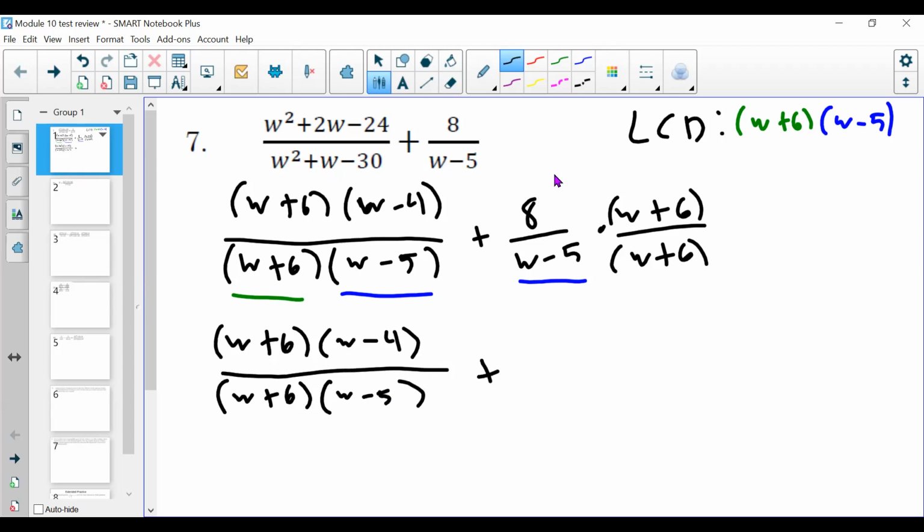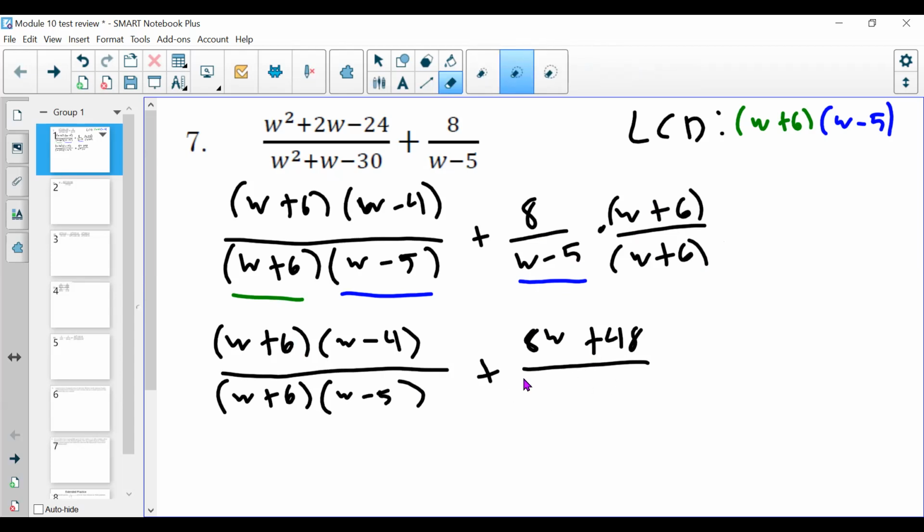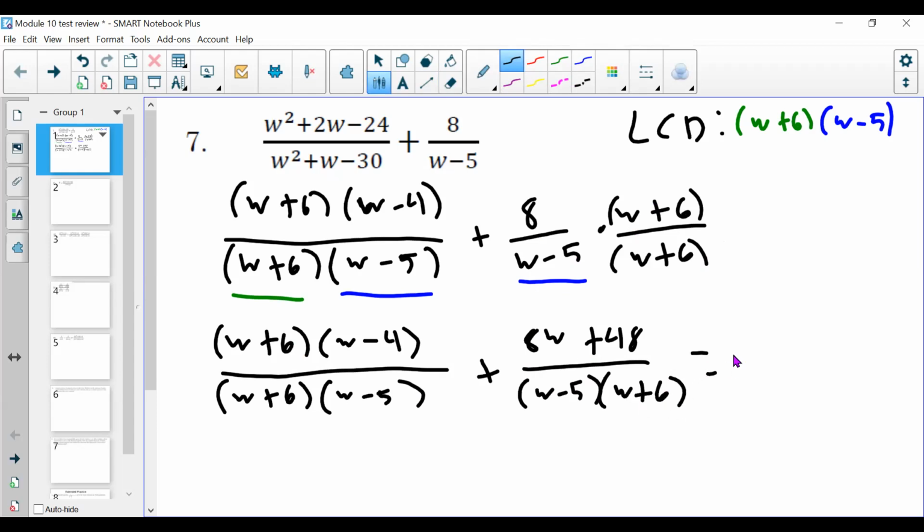That second one, I can distribute the 8 to get 8W plus 48 all over W minus 5 times W plus 6. Actually, I don't need to distribute that out. Keep it in factored form, W minus 5, W plus 6. Combine these. Krishna, go ahead.